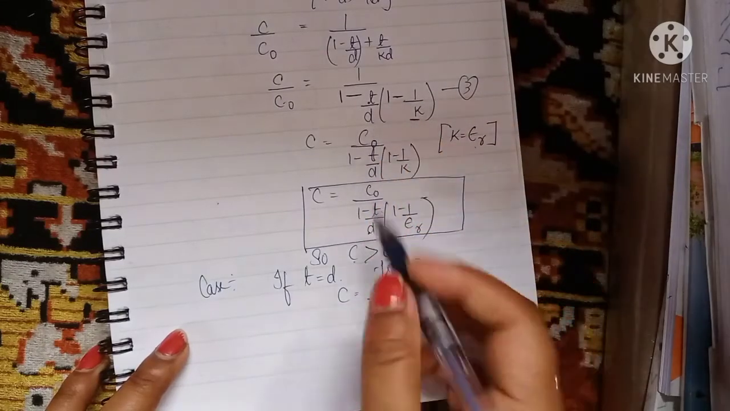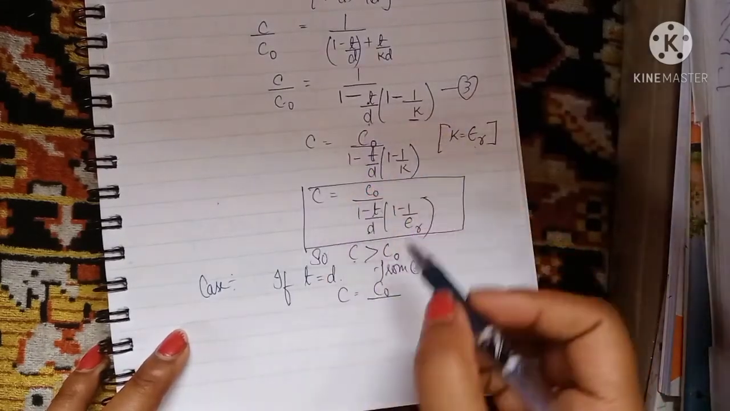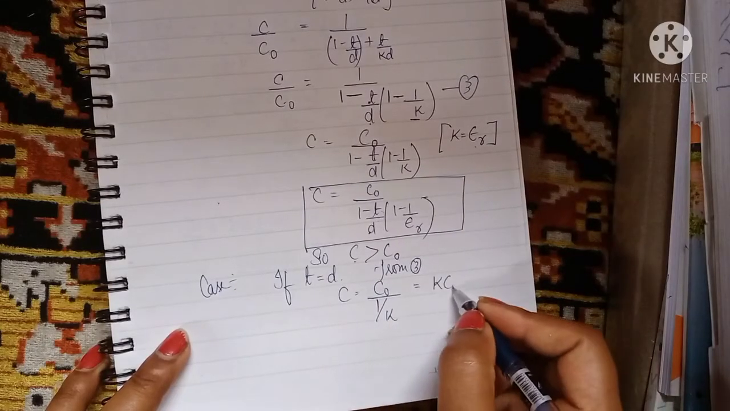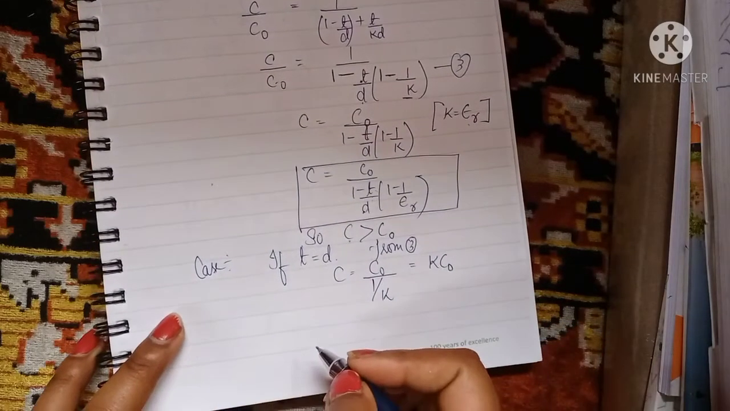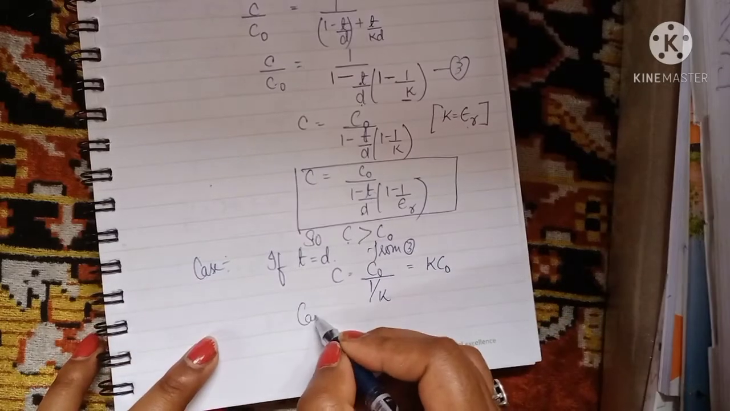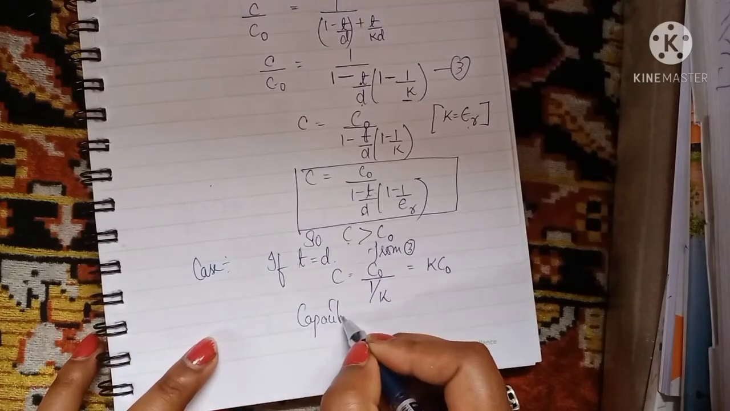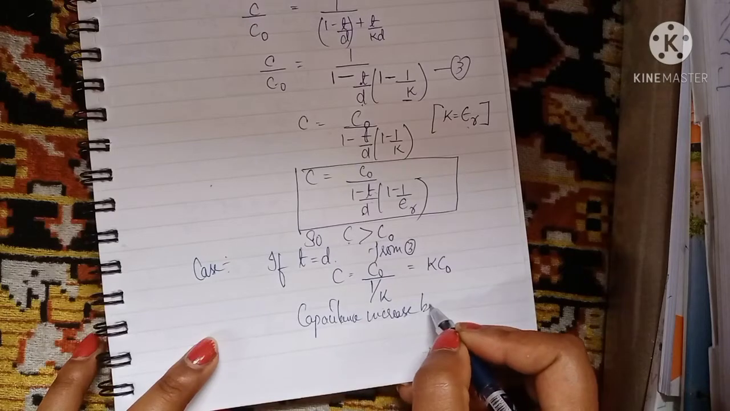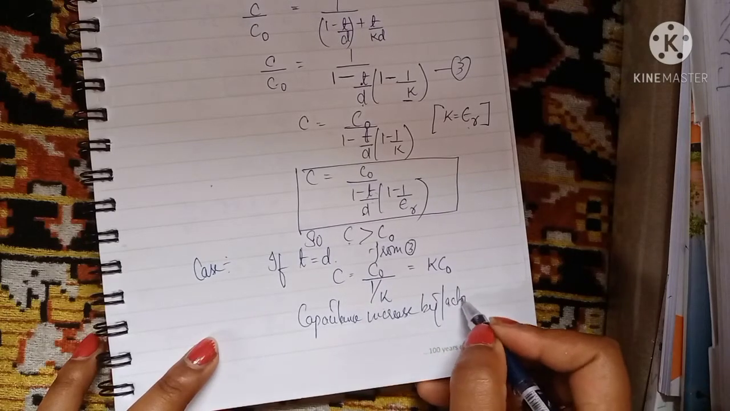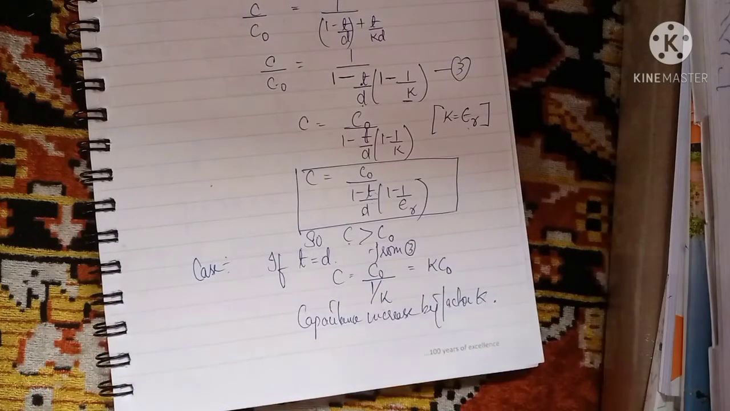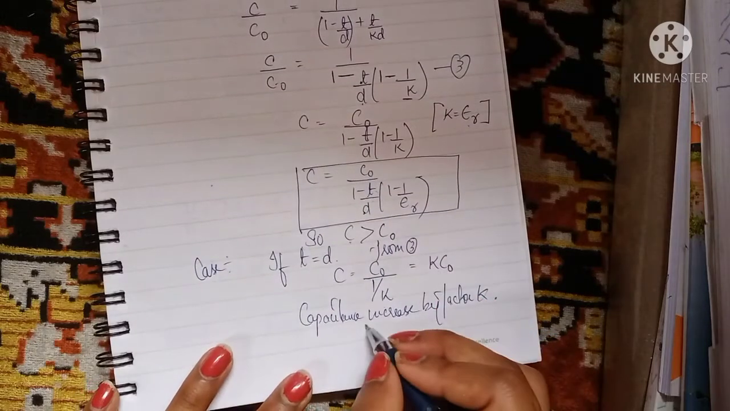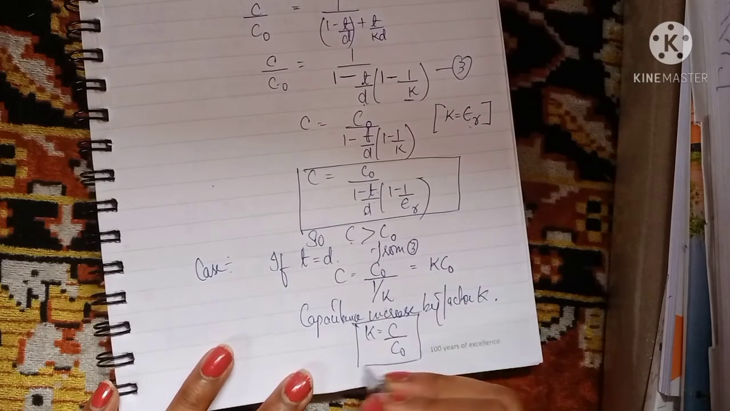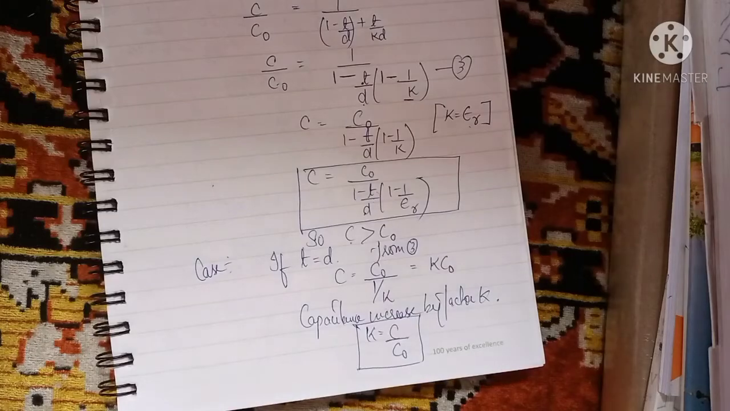So you are going to put 1 and 1 remains, right? So what we have is only 1 upon 1 upon K, so that comes out to be Kc naught. That means capacitance increases by a factor K, which means it increases with the dielectric constant. Or you can calculate K also from here: K in terms of capacitance is always equal to C upon C naught.